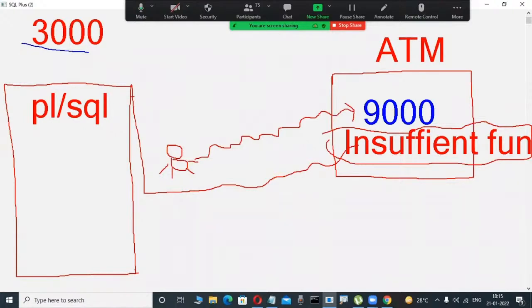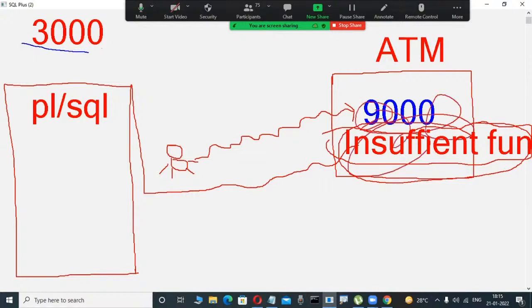What is the condition? If the user entered amount is more than the available balance, then they write this message. Same like Java, C++, some coding is there. They are writing if conditions like that. Otherwise, how is it possible?